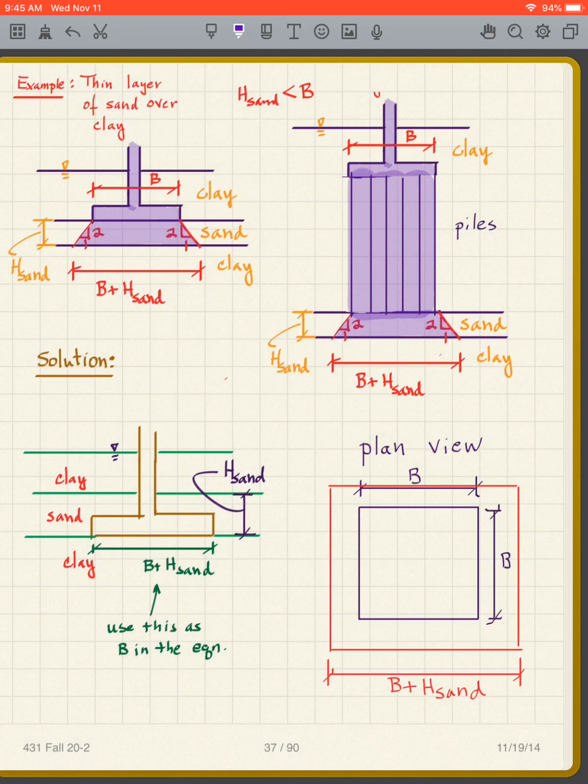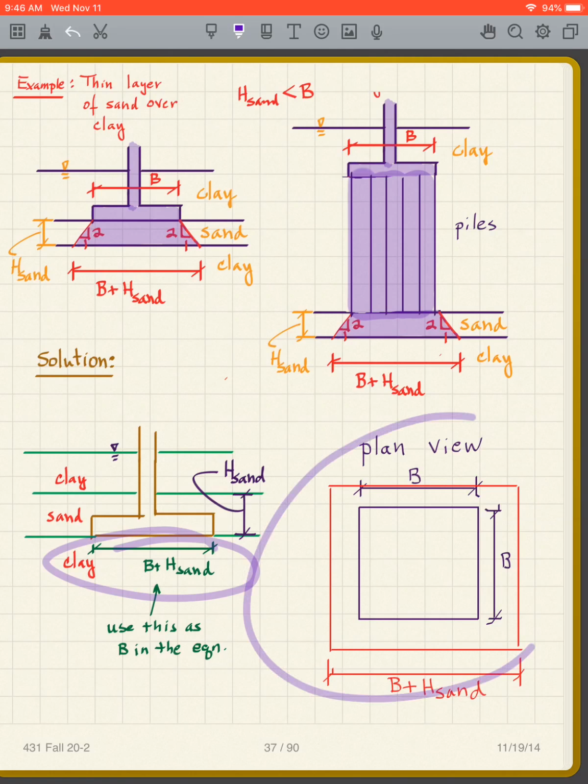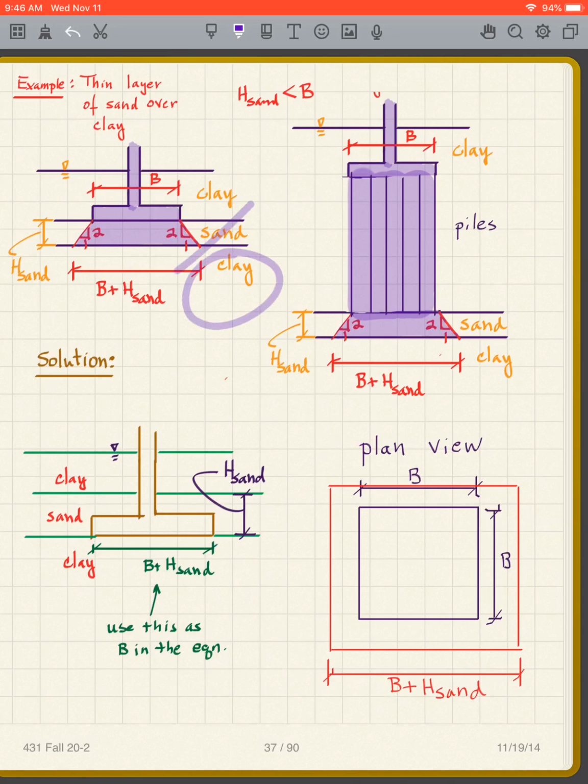So in other words, once we've done this and we recognize this, then we just go through our calculation the way we normally do, and we analyze the clay. So in other words, we don't use the properties of the sand, we use the properties of the clay. So make sure that when you do your calculation, it's all about the clay. All we do is create the greater width.